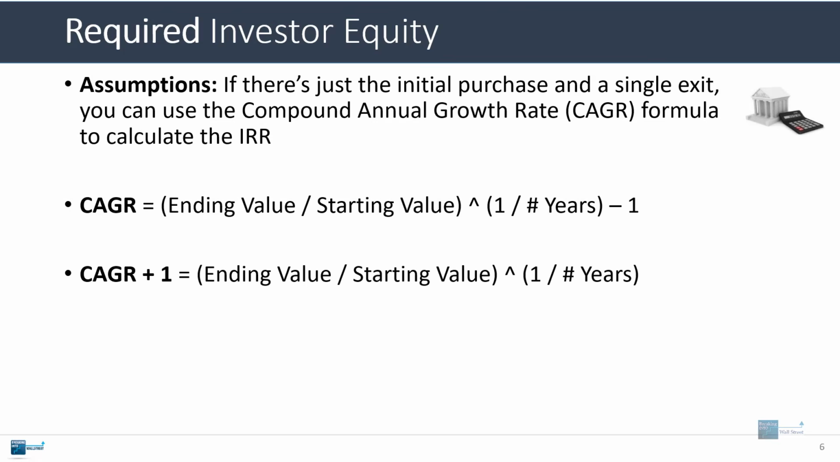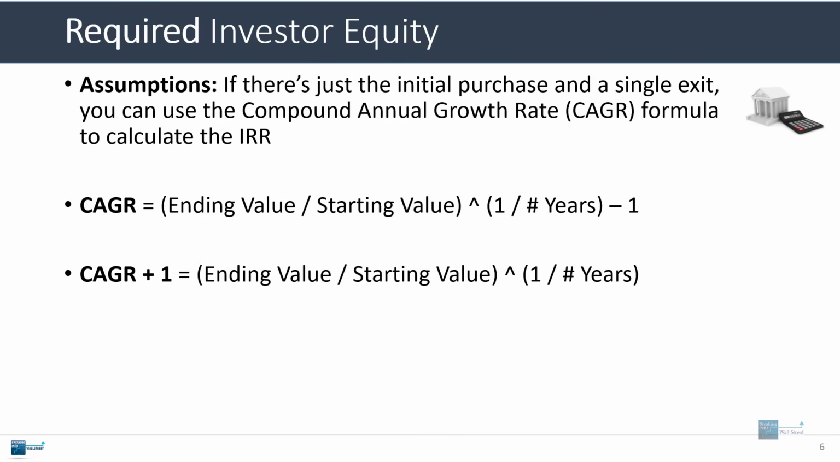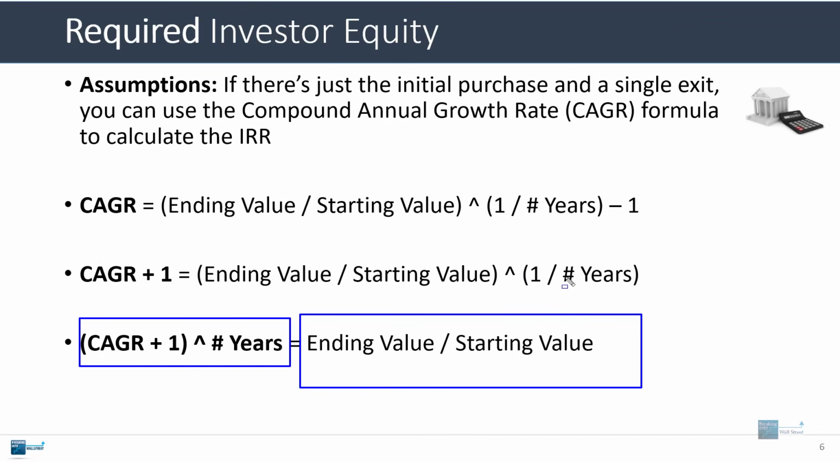You can use algebra to take this minus 1 and turn it into a plus 1 on the other side. So you're adding 1 to both sides. You do the same operation to both sides, and now it's CAGR plus 1 equals the remainder of this term. Now, to get rid of the raising this to the power of 1 divided by the number of years, you can raise both sides of this equation to the power of the number of years in your holding period. So to do that, you take the CAGR plus 1 and you raise it to the number of years, and then this term drops out of the right-hand side, and this simply equals the ending value divided by the starting value.